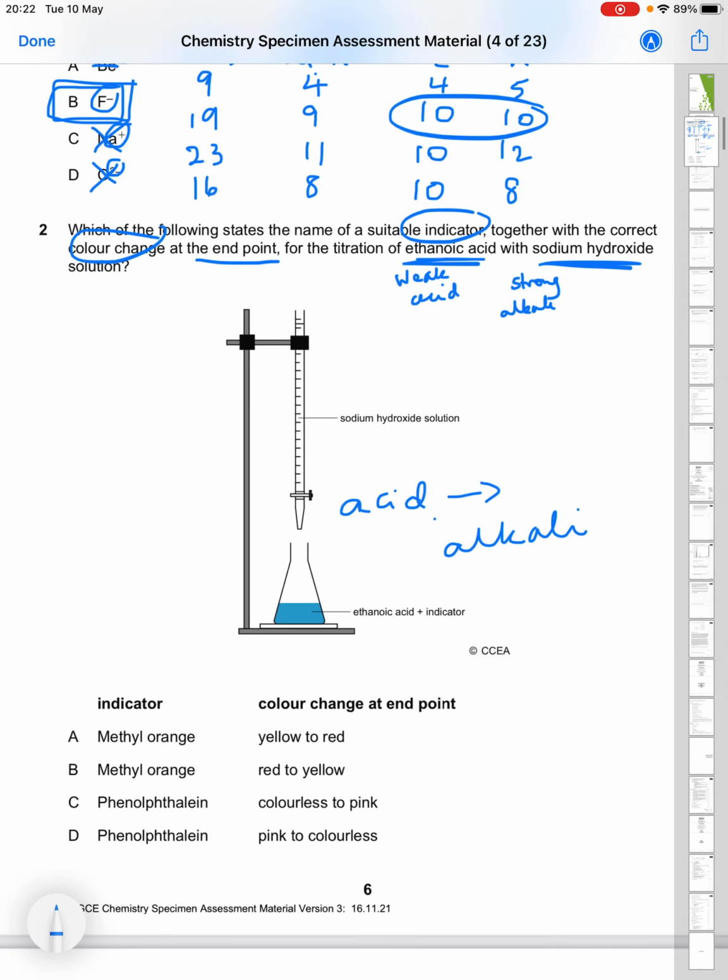So because it's a strong alkali, I'm going to say it has to be phenolphthalein. And then we're going from acid to alkali. So with acid, phenolphthalein is colourless and it changes to pink. So the answer here is C, colourless to pink.